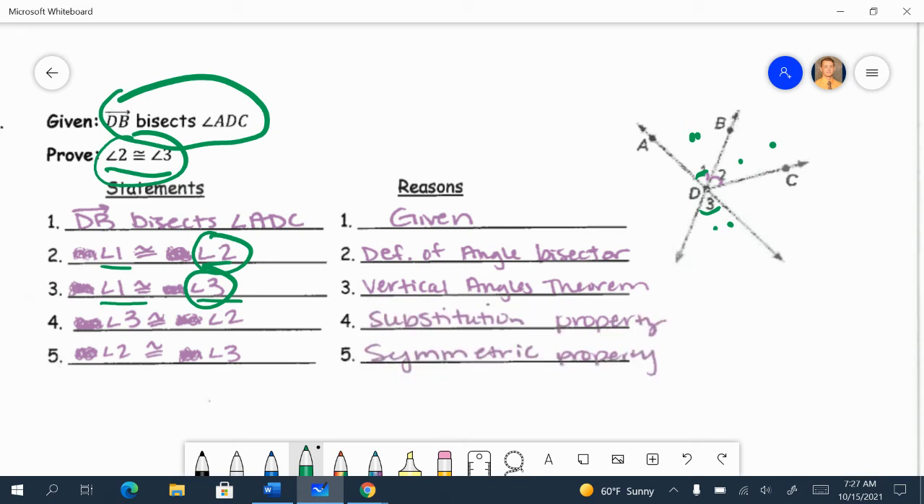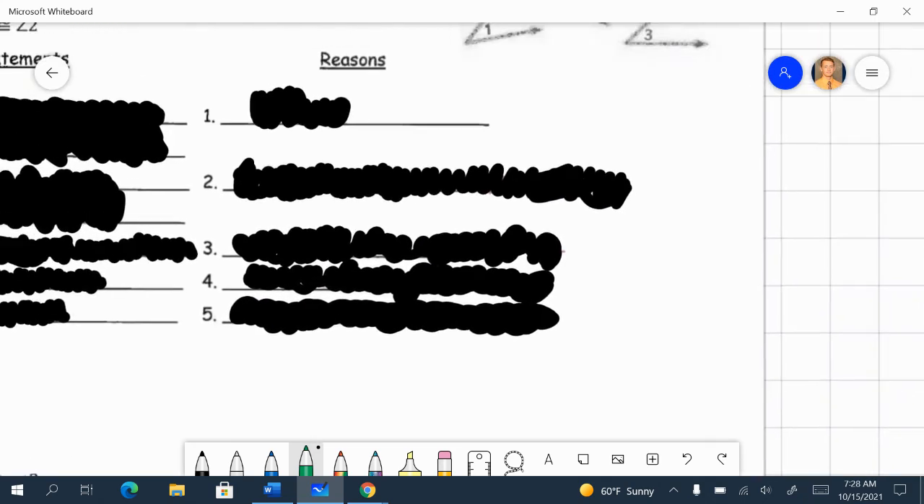That's the symmetric property. Hopefully you remember that. Symmetric property is what flips those around. Okay, that's our second proof. Let's move on to the third one.